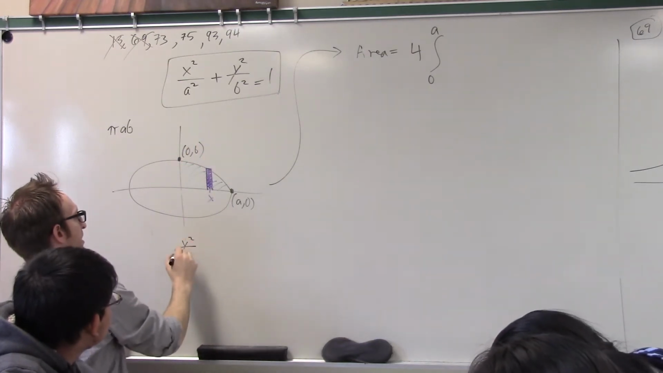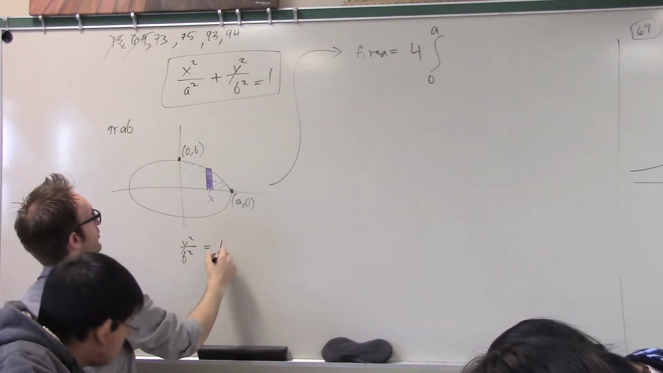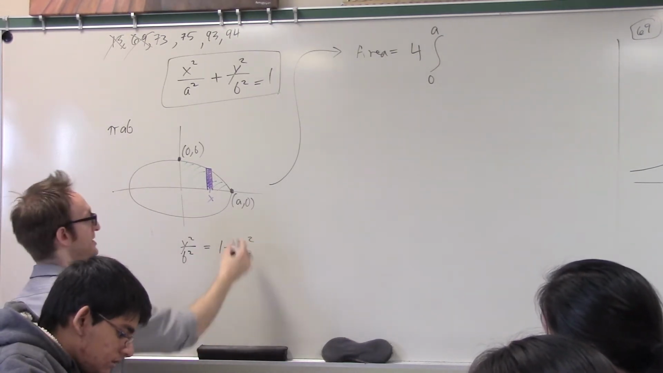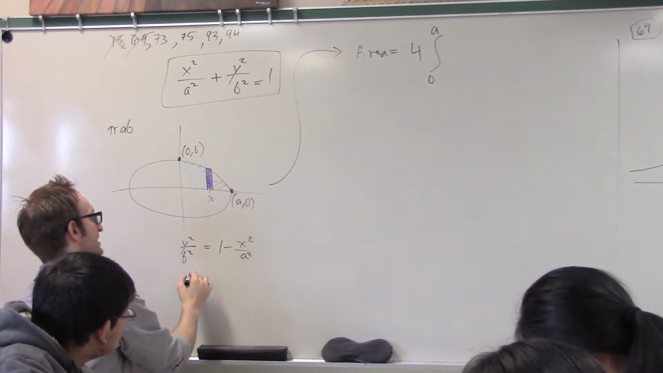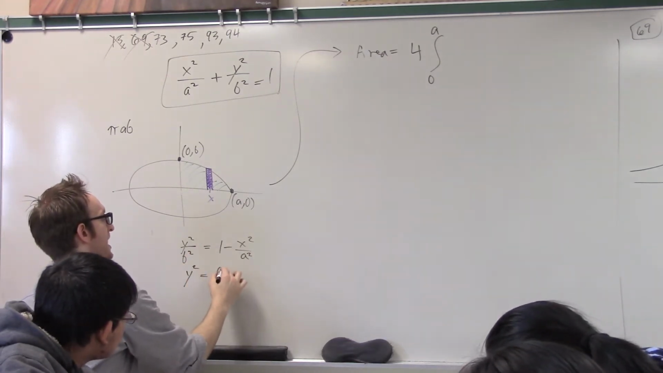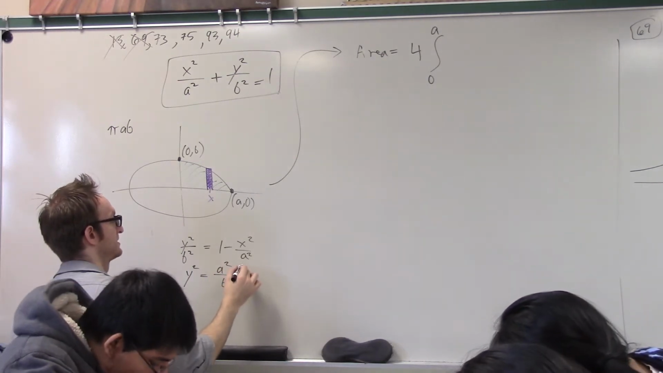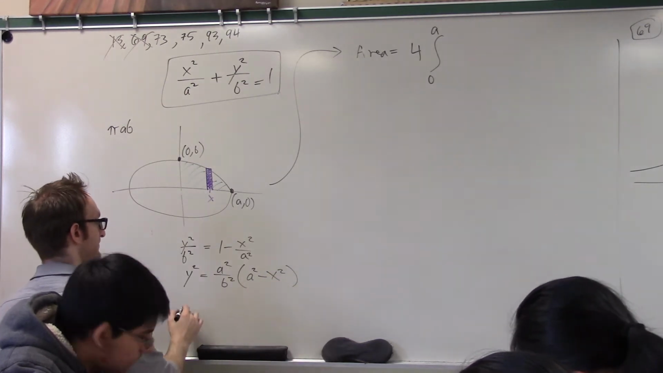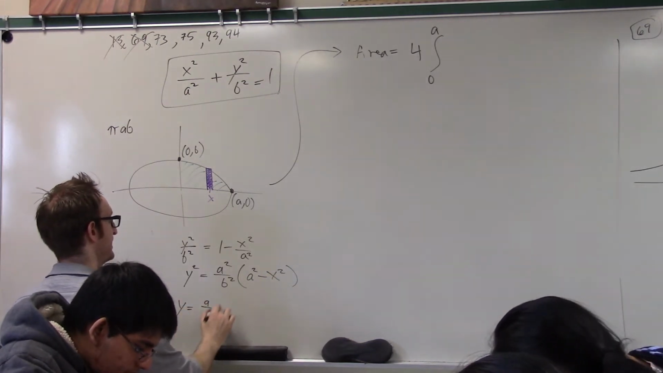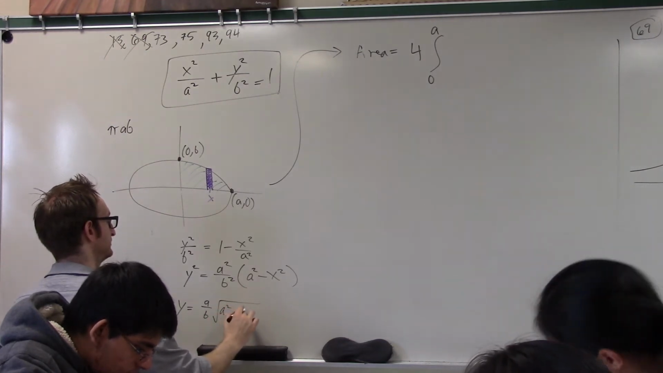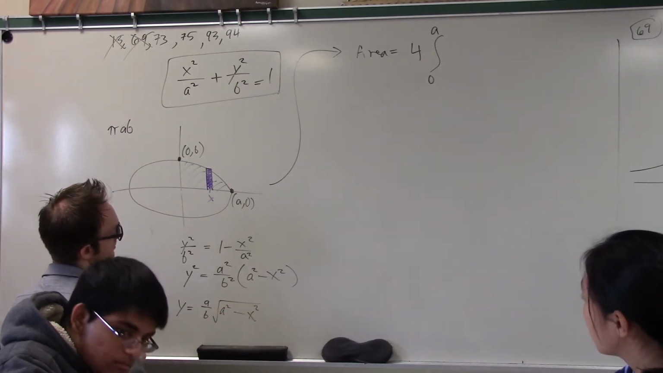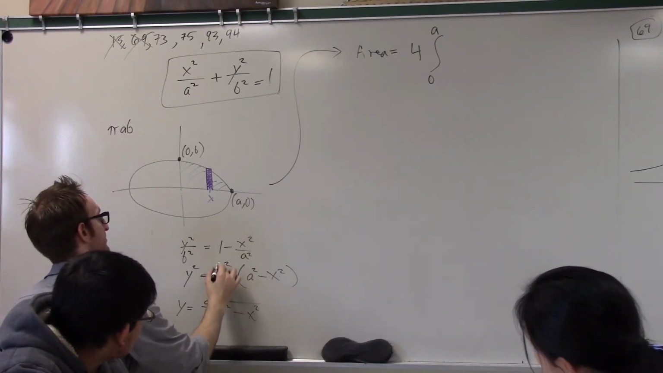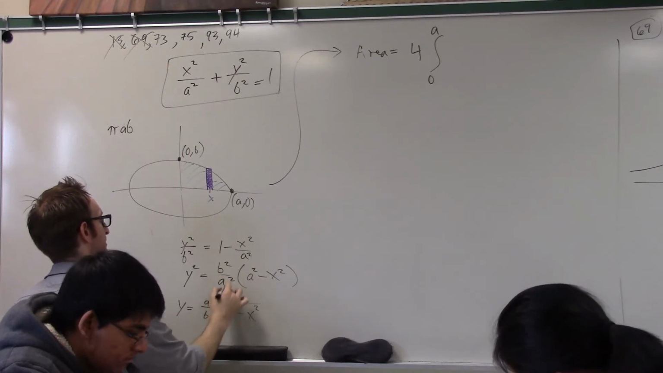So you get y squared over b squared equals 1 minus x squared over a squared. Seen all this before? Yeah. And then get a common denominator over here, multiply by b. And so we end up with y squared equals b squared over a squared times a squared minus x squared. So finally, y is b over a root a squared minus x squared. Did I mess up? Oh yeah, I did mess up. That should be b squared. That should be a squared. Thank you.